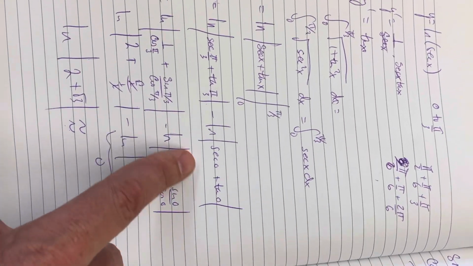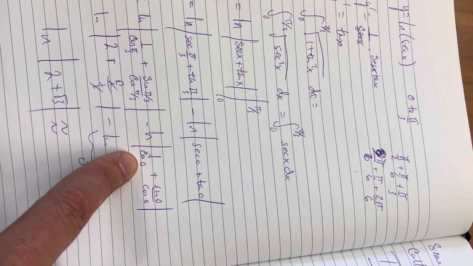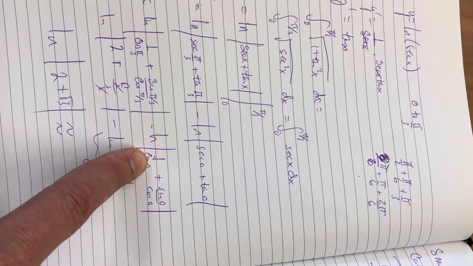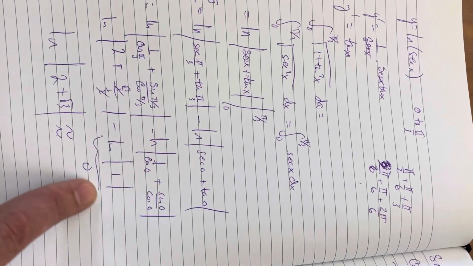This one's not too bad to deal with. Sine of 0 is 0, so that expression is 0. Cosine of 0 is 1, so I have 1 over 1. So I get the natural log of 1, which is just 0. So this piece just goes away.